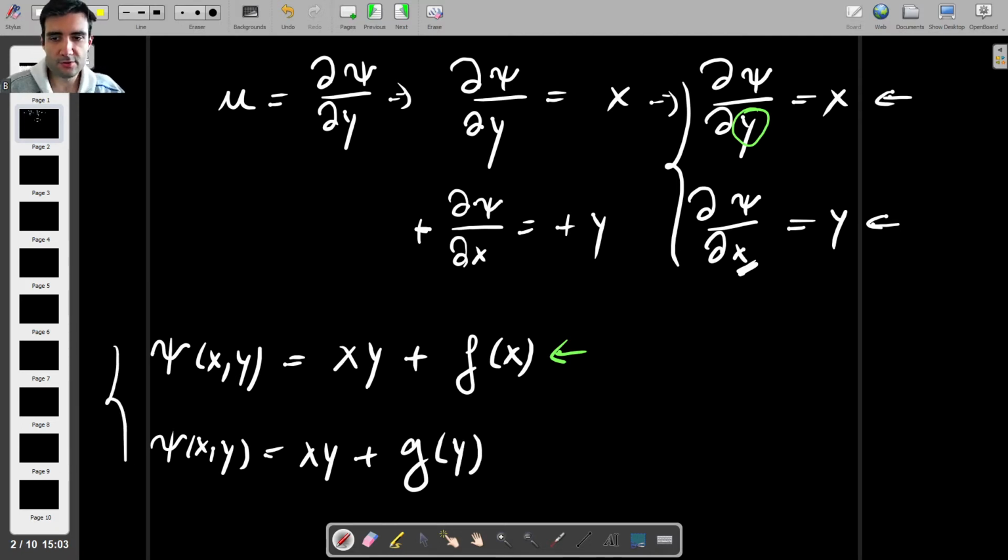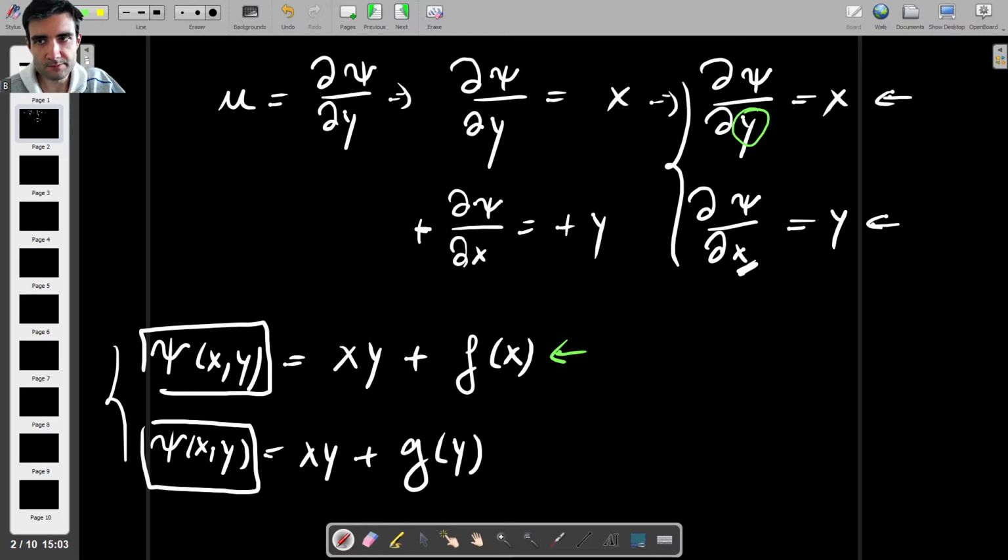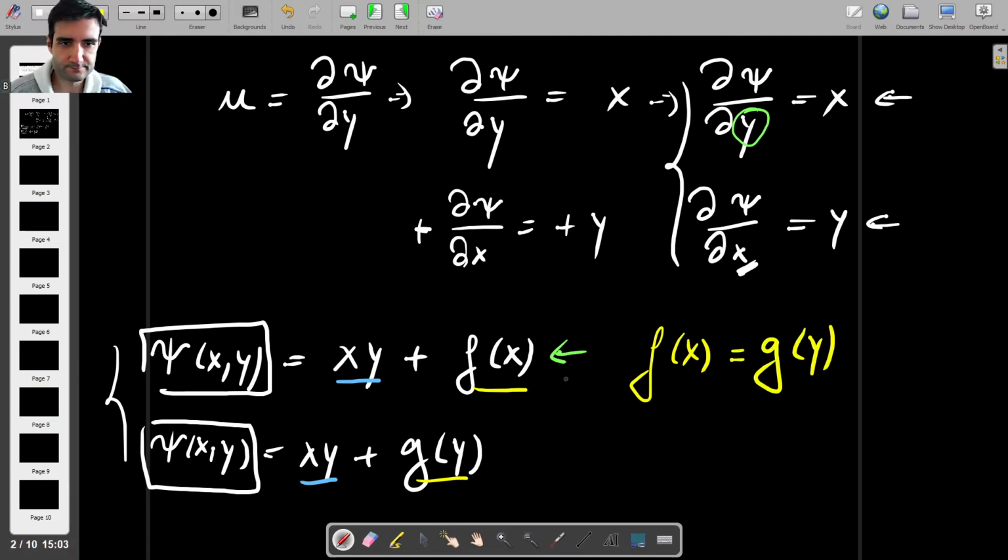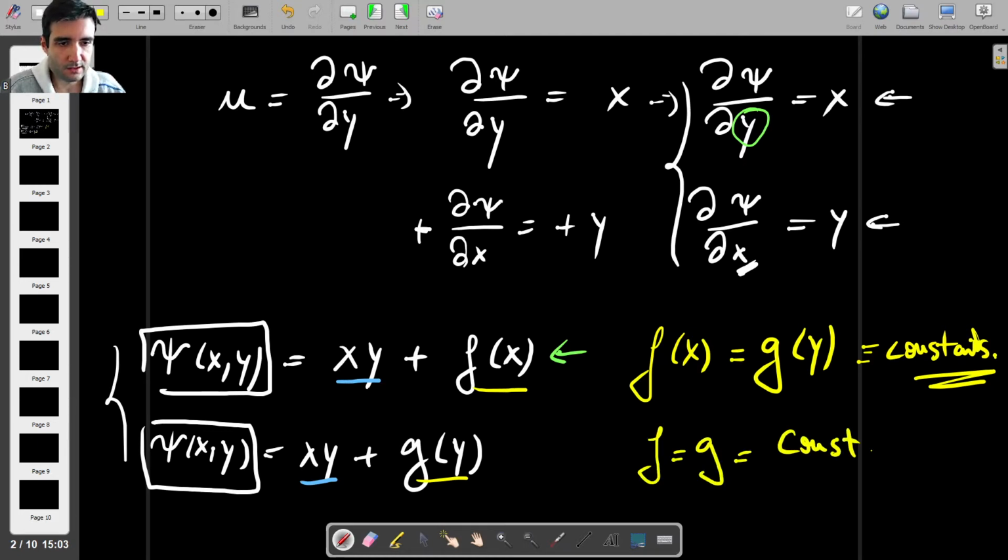Okay, and that's it. So those two are the same thing, right? So this one clearly has to equal this one because they're the same stream function. And you can see that xy and xy are equal to each other, but then f of x and g of y also have to be equal to each other. So here's a question. When is a function of x equal to a function of y? Well, that's when both of them are constants. So when both of them are constants, then we have this equality that takes place. So f is equal to g and is equal to a constant. Now, here's what I'll do. I will not actually replace those with constants.